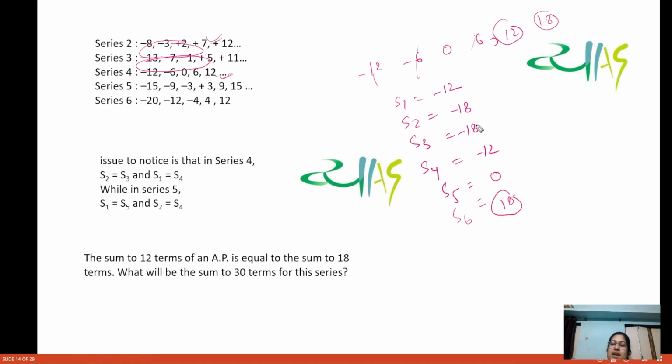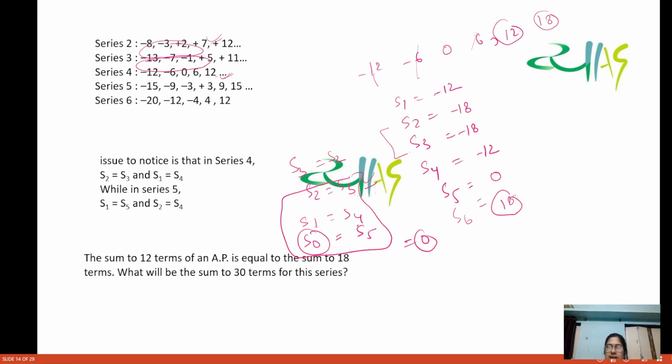Okay, so here your S2 is equal to S3, then your S1 is equal to S4. Now look here, we cannot do anything more here, because S2 has become equal to S3 and S1 has become equal to S4. If you do S3, then you know that is equal to S2. Okay, and S5 is equal to what? Sum of zero terms is what? 0. So you are getting this only. I hope you understand the anatomy of these things.